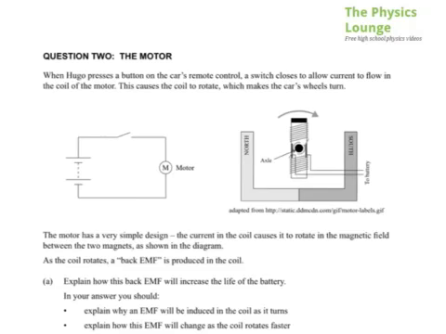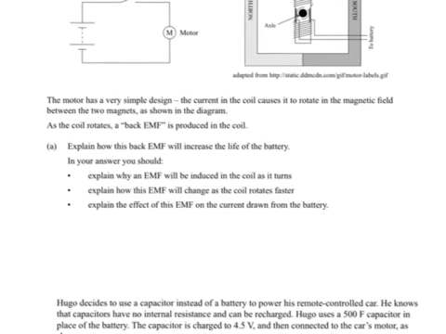That's interesting. Part A is: explain, let's just cruise down a little bit, explain how this back EMF will increase the life of the battery. In your answer, you should explain why EMF will be induced in the coil as it turns, explain how this EMF will change as the coil rotates faster, explain the effect of the EMF on the current drawn from the battery.